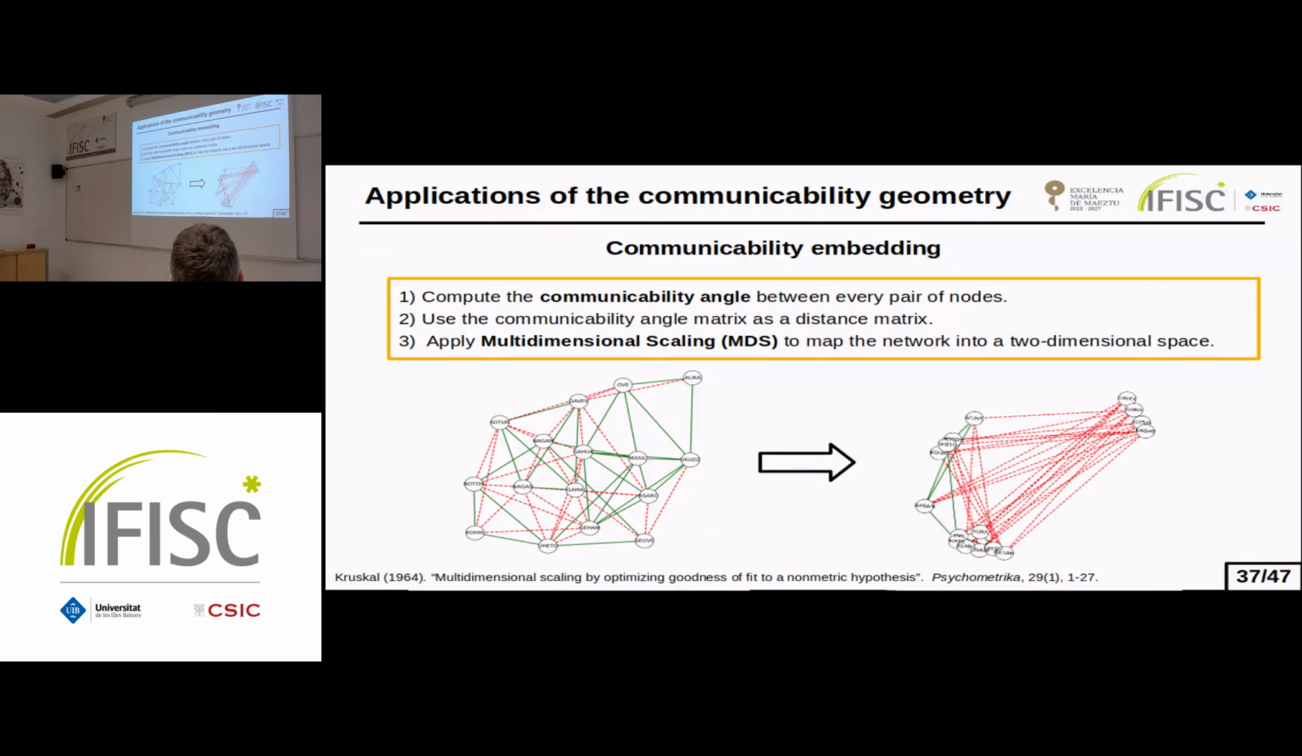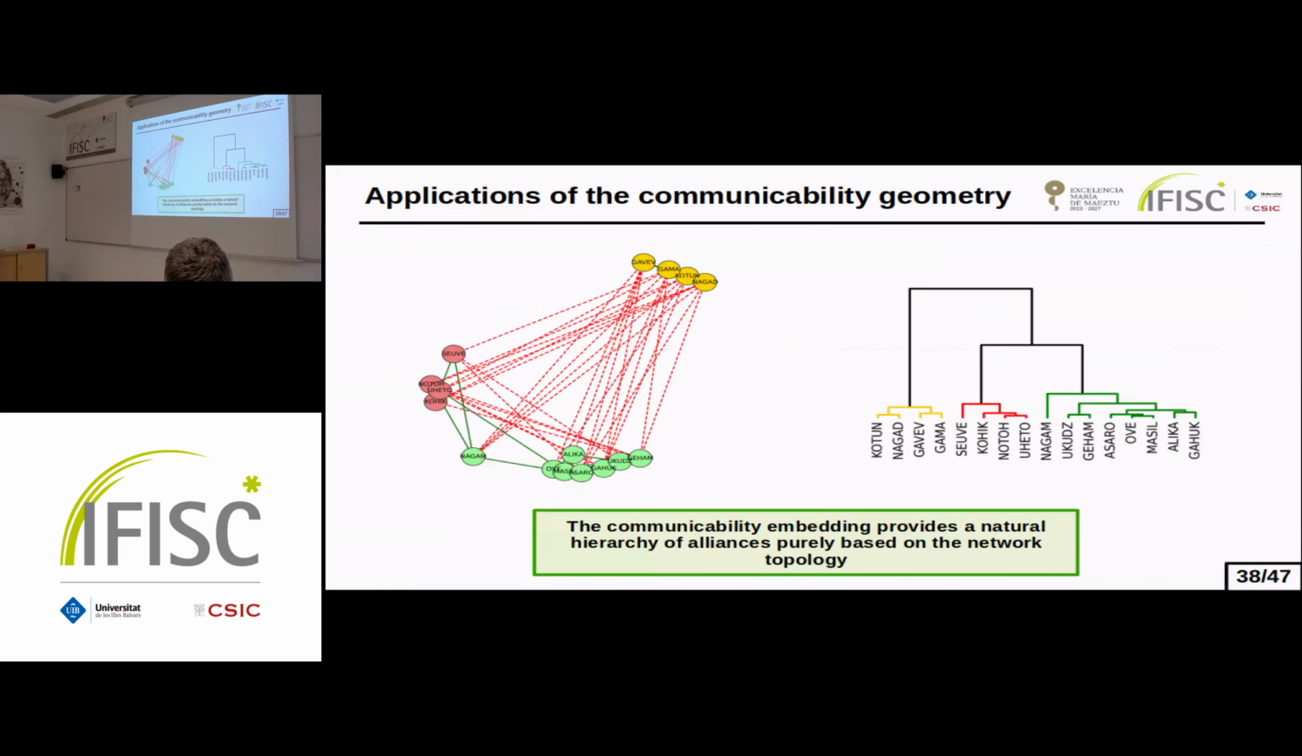Now we see that there is a clear faction structure, one faction here and another opposing faction here, and we can even run hierarchical clustering in this low dimensional embedding to get a more fine-grained explanation of the hierarchy of alliances. For example, we see that this big faction actually corresponds also to two sub-factions that are hostile towards one another if it were not for the Nagam tribe that acts as a bridge, and that is here in the dendrogram.